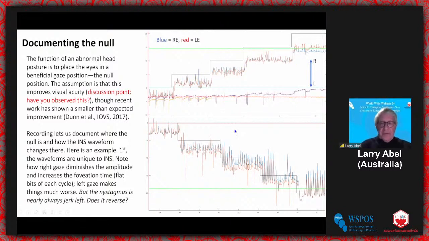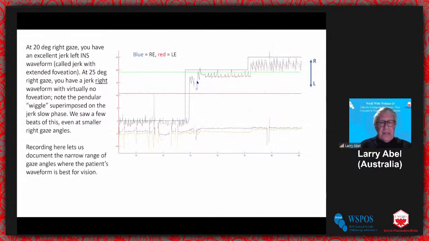So does it ever reverse? Well, we turned her head and then had her look further in right gaze. Here we are in primary, 20 and 25 degrees. It's now right beating, and it's a really horrible waveform for vision, with no more little flat bits. Here, fixation is just a brief turnaround. So her null lay around 23 degrees and abruptly went really bad.